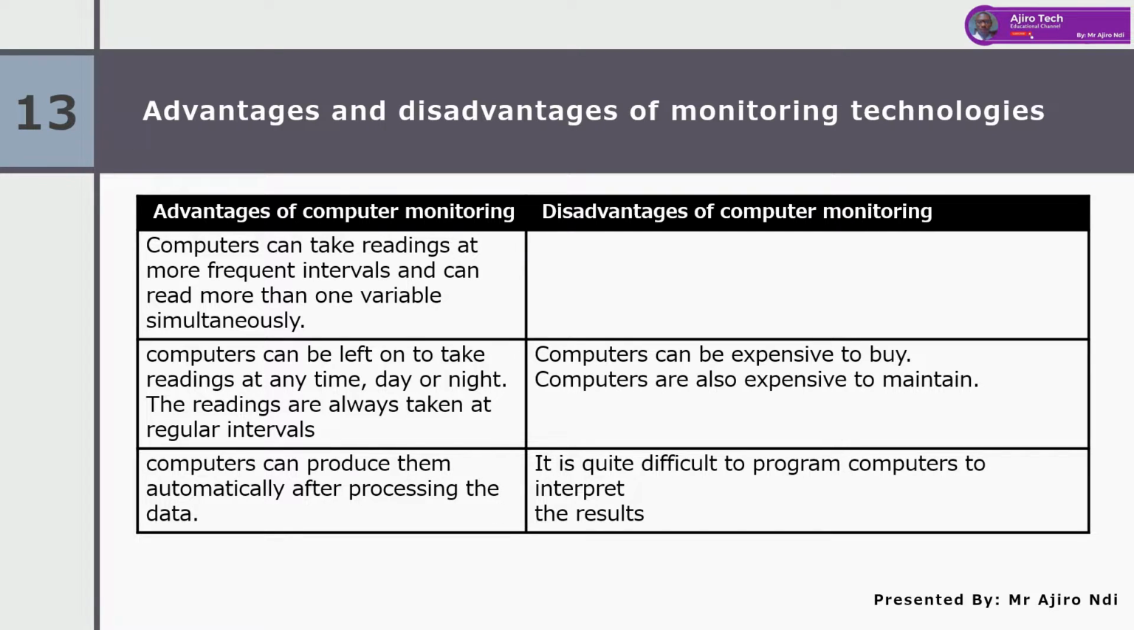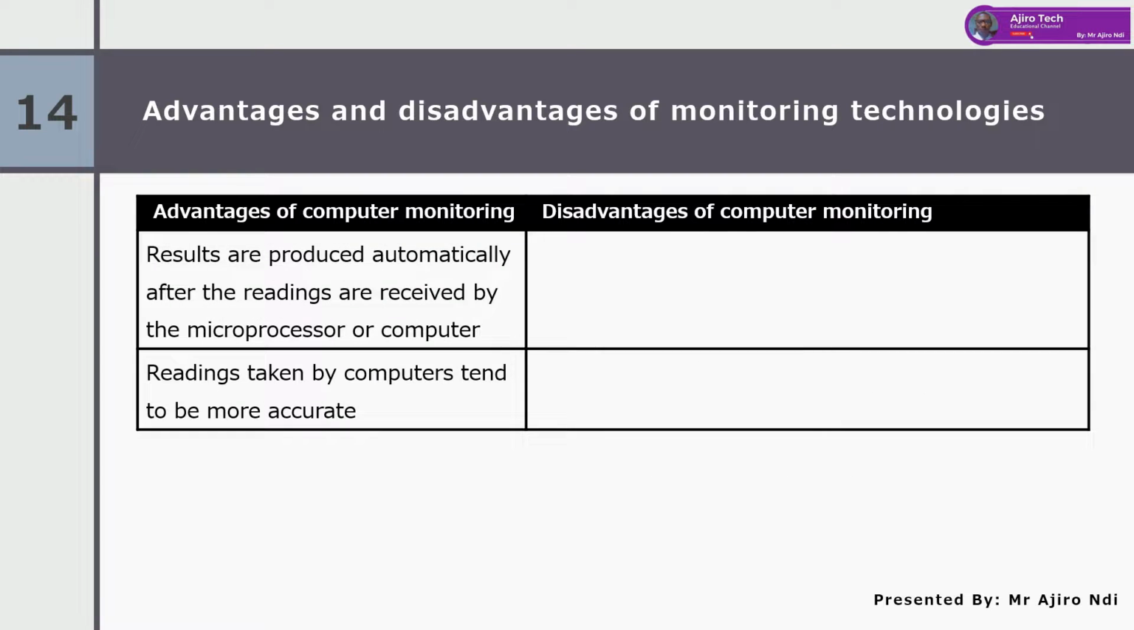Disadvantages here is the fact that it is quite difficult to program computers to interpret the result. But humans can interpret the result and are also needed to program the computer in the first place. Here we have results are produced automatically.